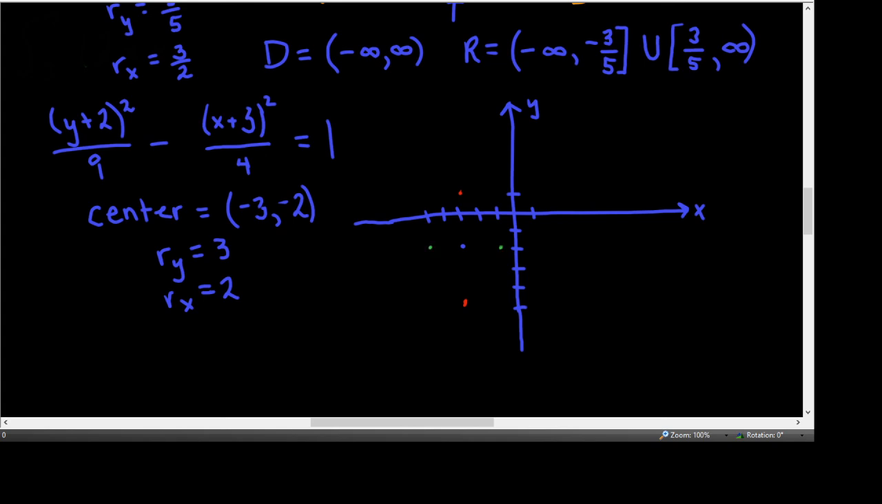Then I'm going to draw my box through those points. So verticals up from the left and right hand points, horizontals from the up and down points. So let me draw that box. Then take a straight edge and draw the diagonals, which are the asymptotes.